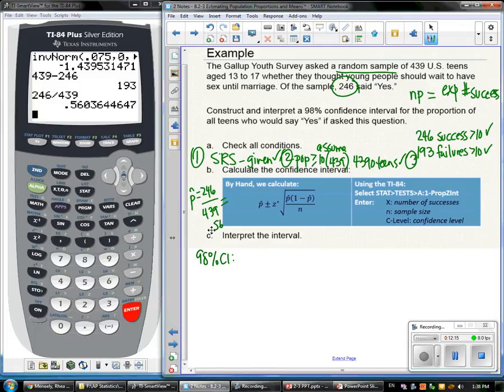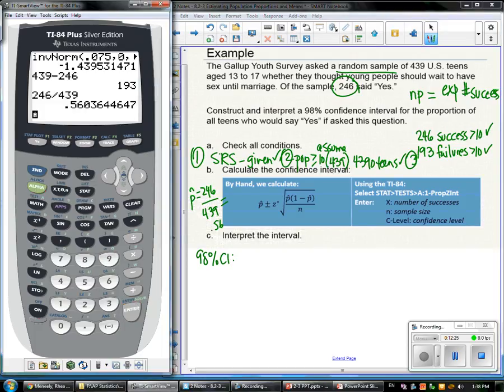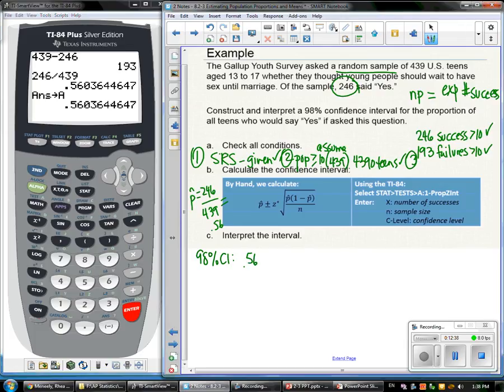So because this isn't an even value, and because I want to show you how when we do this using the calculator, we're going to get exactly the same numbers, I'm going to store this value. I want to store this value in a variable. So I'm going to store this in letter A. When I write it on my paper, obviously, I'm going to use my estimate of 0.56.